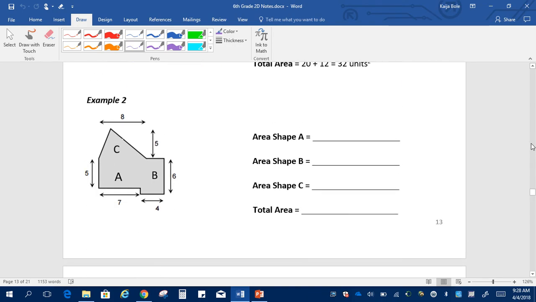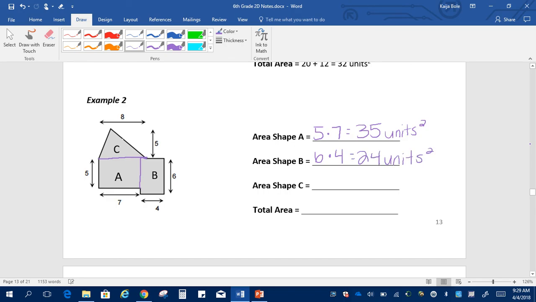They already gave us the letters for the shape, so I just want to draw some lines here to divide them up, and that will help us a little bit. So we've got A, B, and C. Shape A is just a rectangle, so to find the area, we're just going to do 5 times 7, which equals 35, and we don't have any specific units, so it's units squared. B, again, is another rectangle. They told us it would be 6 times 4, which is 24 units squared.